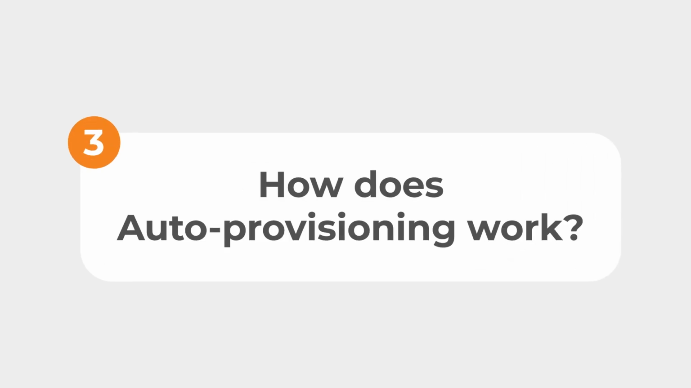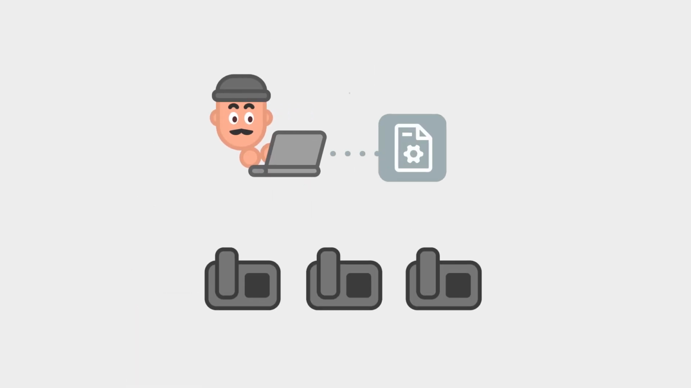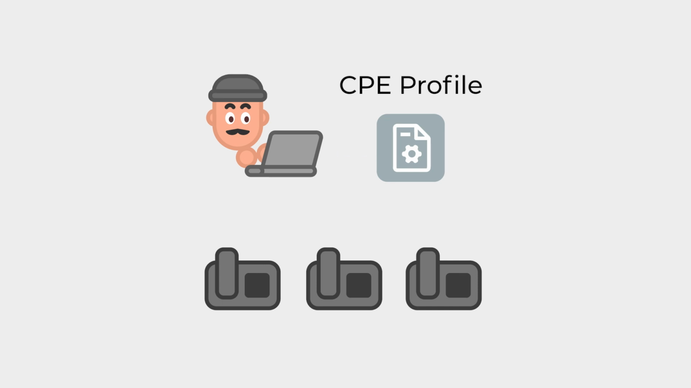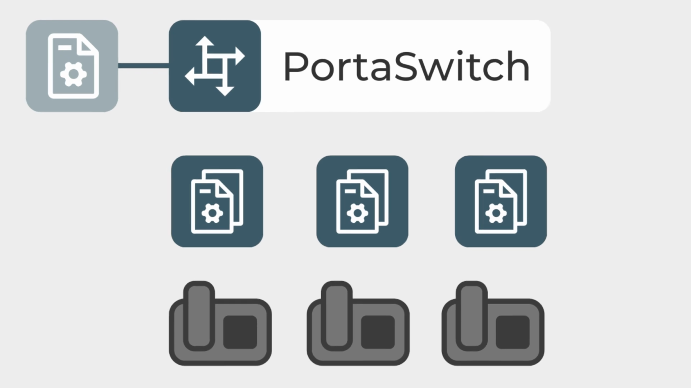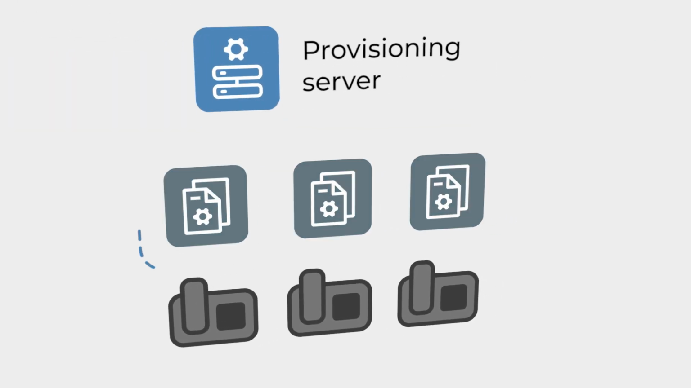When you use auto-provisioning for an IP phone, instead of entering the same values for codec, server address, and so on into each of 1,000 user agents, you can simply create a single CPE, or Customer Premises Equipment Profile, that describes all of these parameters. Then, PortaSwitch will automatically generate a unique configuration file for each IP phone and store it on the provisioning server.